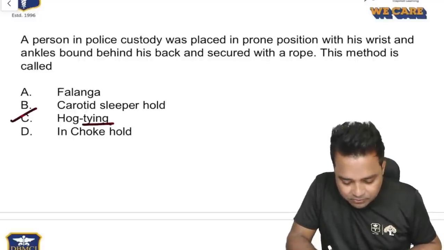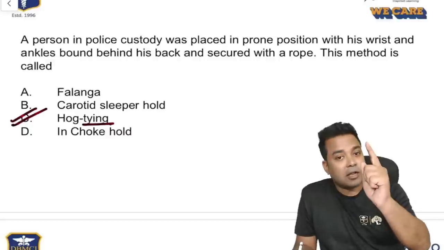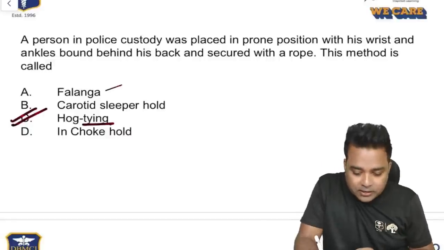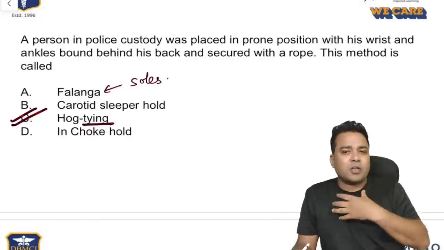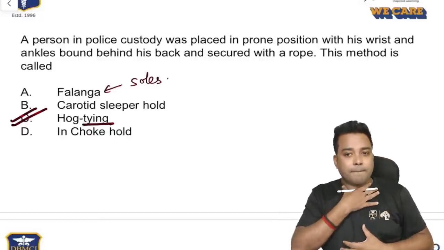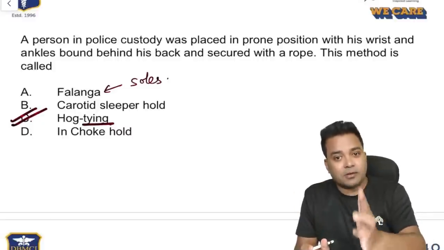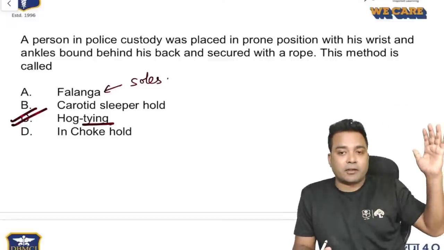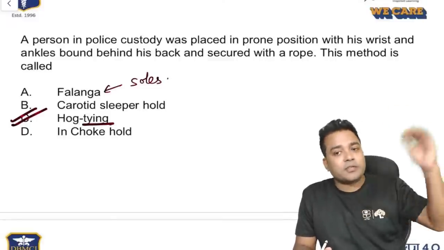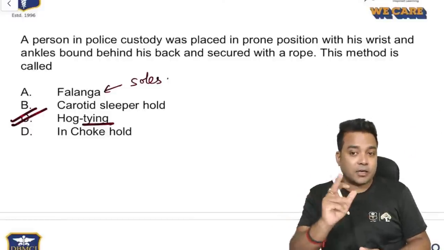I will do smart work and I will mark this. I will make an attempt at this question, because I have ruled out one option, that phalanga is beating over the soles. This I know. And carotid sleeper hold and choke hold go with the neck area. This is not going with the time. There are questions now which are attemptable. Attempt such questions. Don't leave it just because you have not heard about hog tie. All your other friends, they have not heard about it either. But if you mark it correctly, you will get one extra.